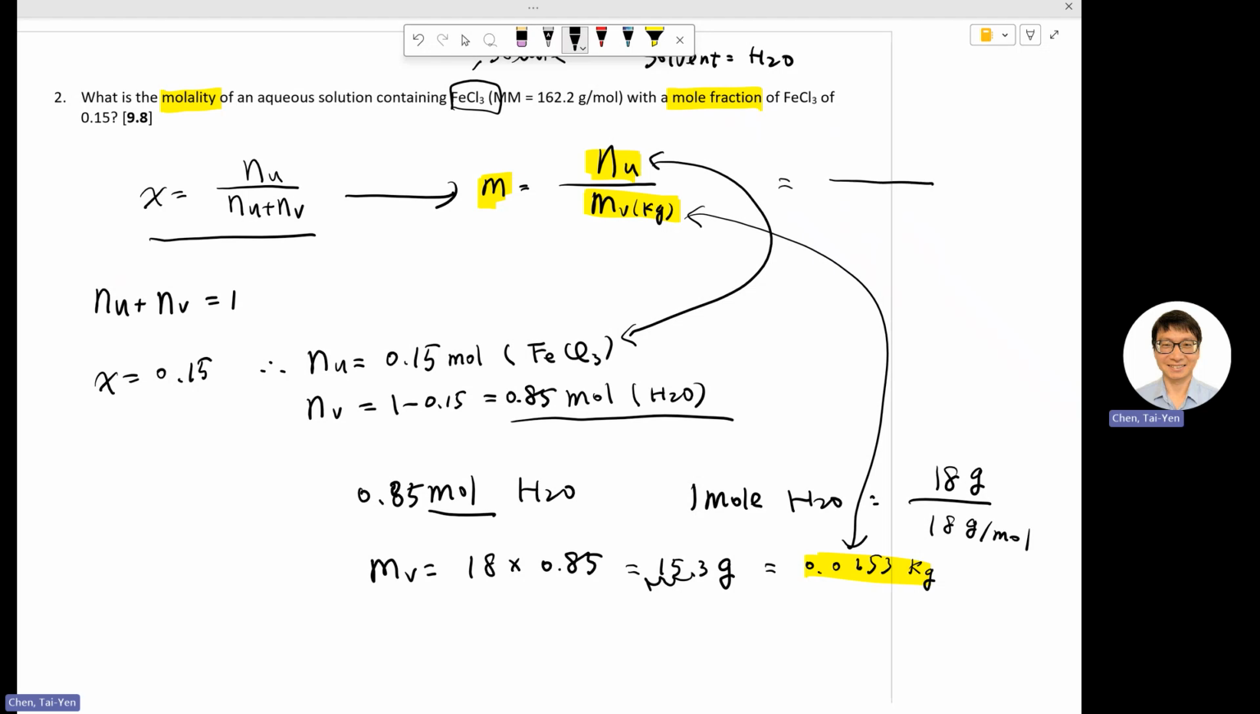Okay, so the answer will be 0.85 divided by 0.0153. That's going to give you a value of, oh, sorry, 0.15 on the top. Yeah, my bad. Okay, so this will give you a value of 9.8 small m, right? That's how you get to that answer.